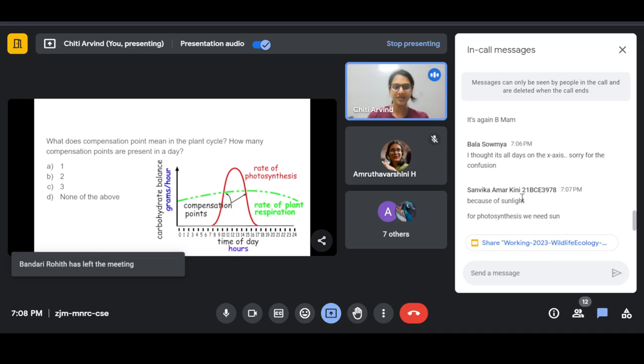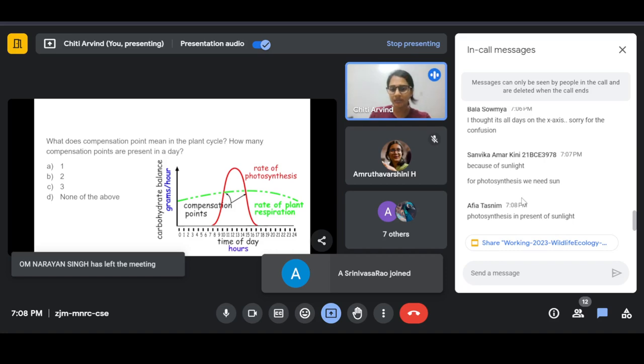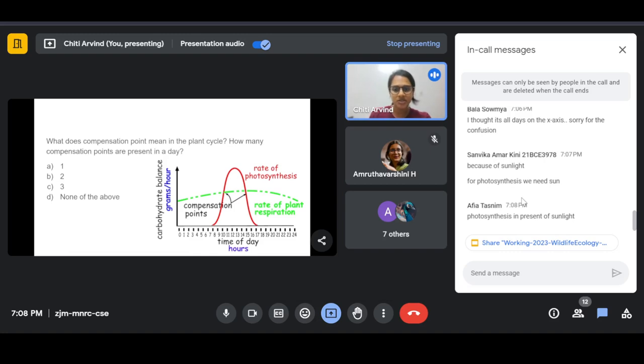Correct, exactly, right? Because of sunlight. So we, yes, exactly. So for the process of photosynthesis, we need sunlight, and the presence of sunlight happens during the day. So the process of photosynthesis starts during sunrise and finishes by sunset. So that's almost, you have good sunlight by around 6:30 in the morning till about 5:30 in the evening.